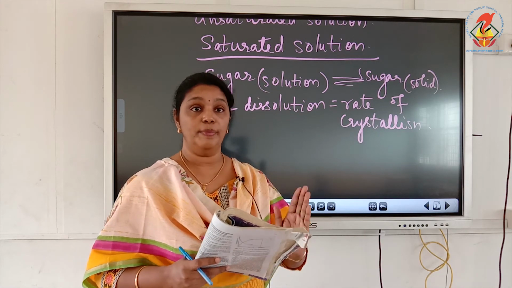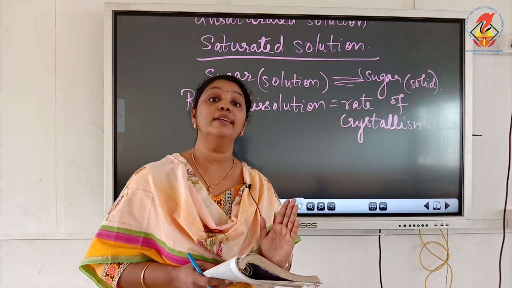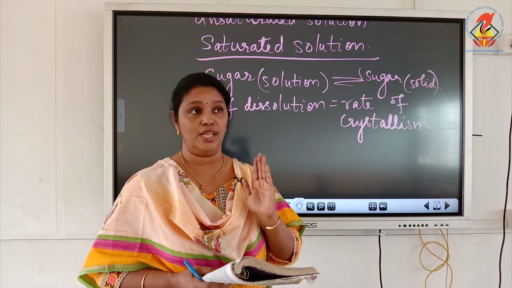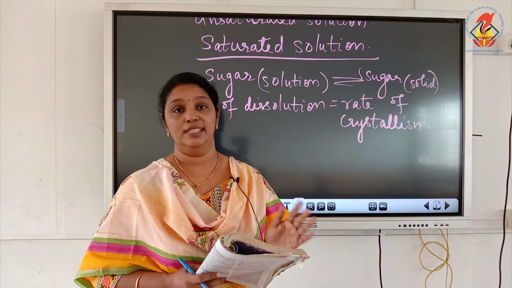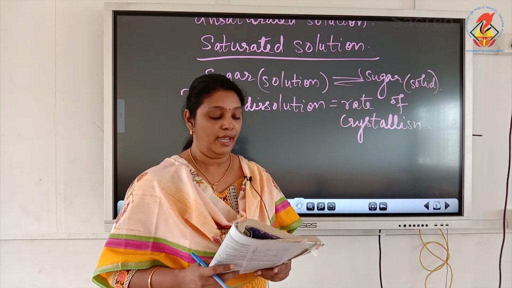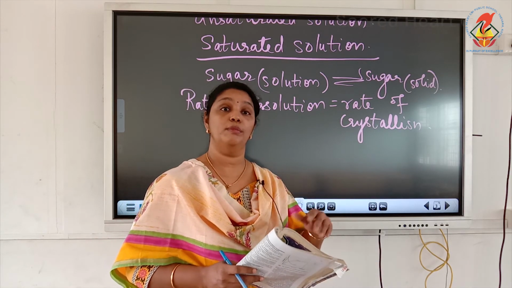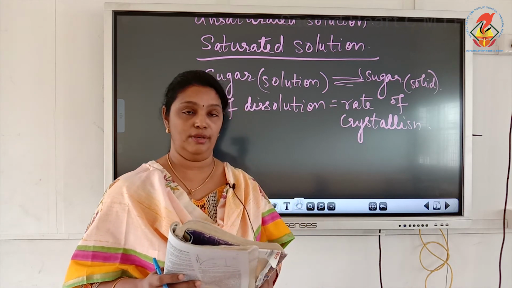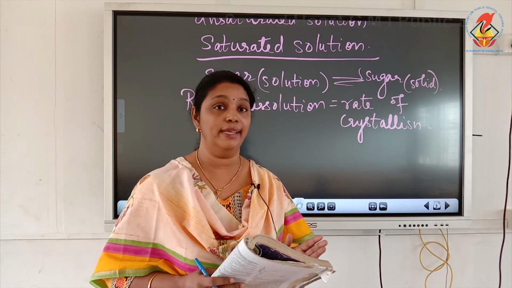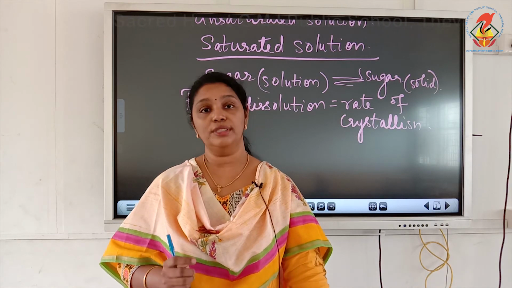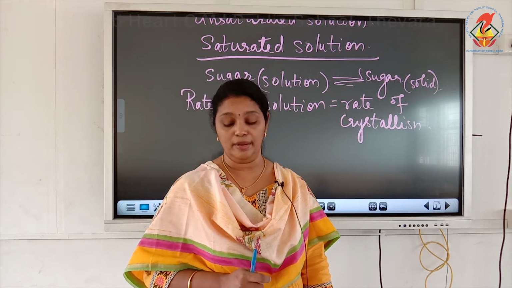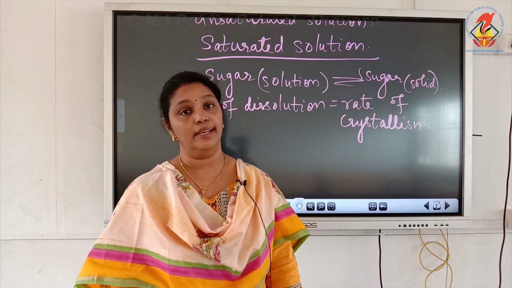So this equilibrium is established only in a saturated solution. Saturated solution means a solution in which no more solute can be dissolved. And unsaturated solution means more and more solute can be dissolved, but equilibrium can be established only in a saturated solution. So this is our fourth type of physical equilibrium, that is solid solution equilibrium.